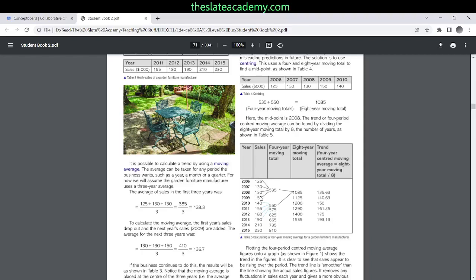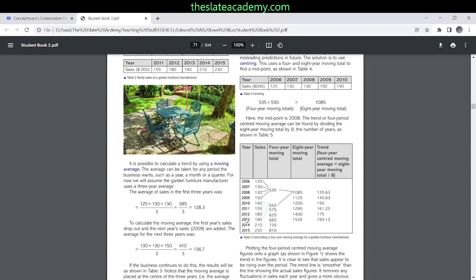So, for 4 years, since this is a 4-year moving total and an 8-year moving average, we'll take the 4-year moving total for one cluster, then the 4-year moving total for another cluster. First we did 2006, 7, 8, 9. The sum of the sales for these 4 years comes out as 535. Then we did 10, 11, 12, 13.